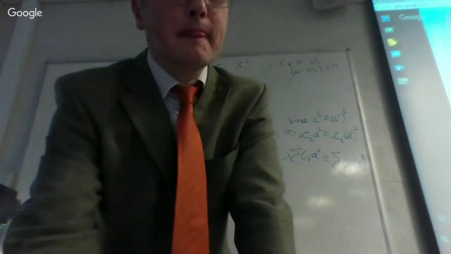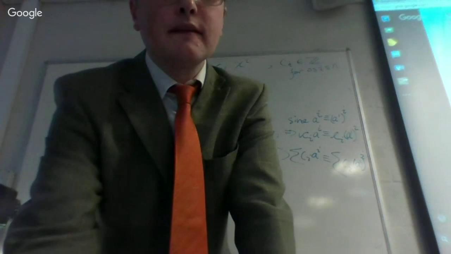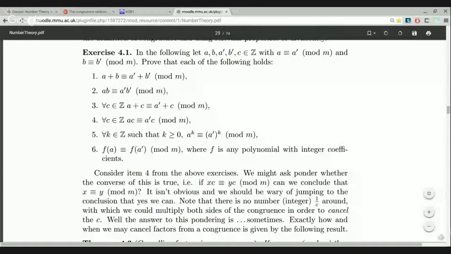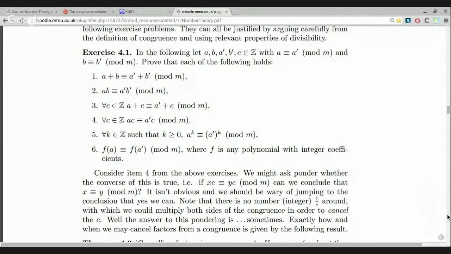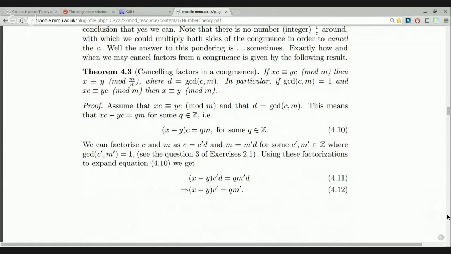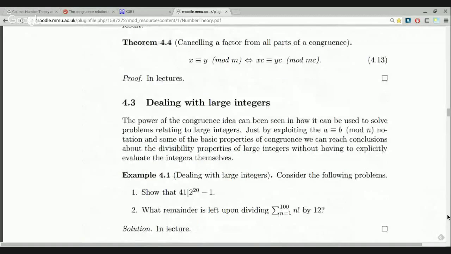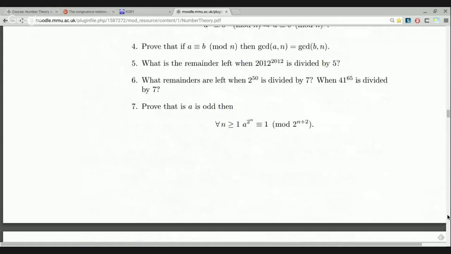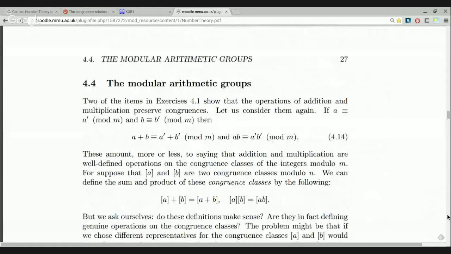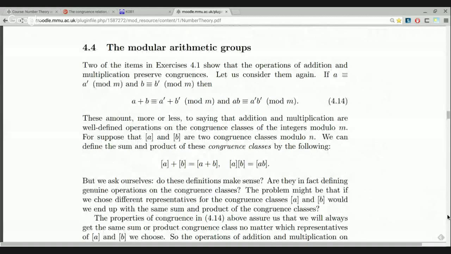But to make some progress, I'd like to get up and look at the definitions of the modular arithmetic groups. Okay. So if we come forward to section 4.4, and there's other material there which I think I'll relegate to the tutorials as well. We'll be investigating it shortly.